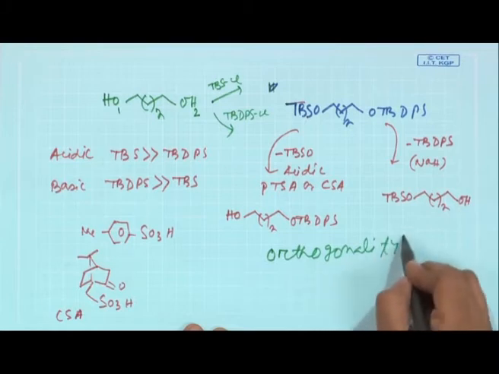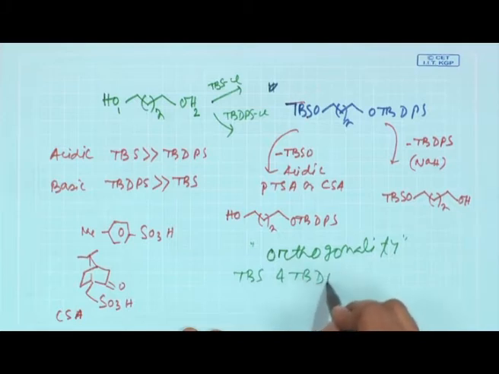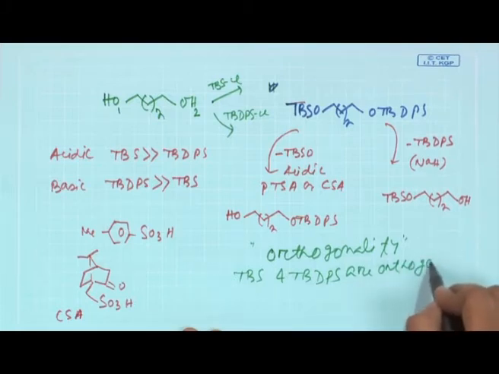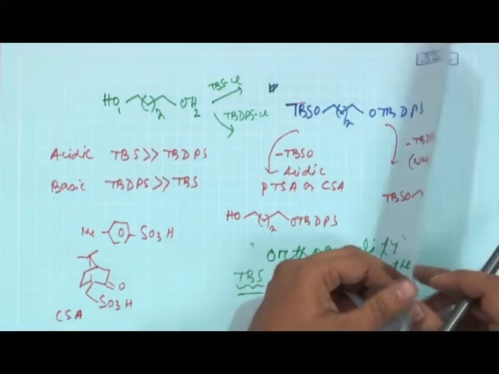Now, I say that TBS and TBDPS are orthogonal to each other, meaning these groups can be selectively deprotected or removed in the presence of one another. So, TBS can be selectively removed in the presence of TBDPS or vice versa, TBDPS can be selectively removed in the presence of TBS. If your reaction conditions allow orthogonality, your synthetic pathway is much more efficient, and that way you can fine tune the entire reactivity.